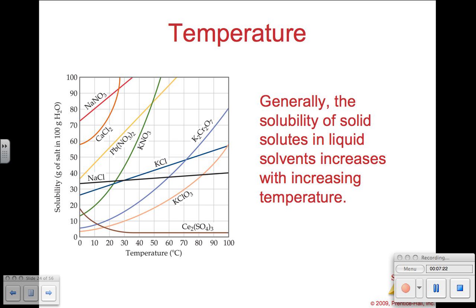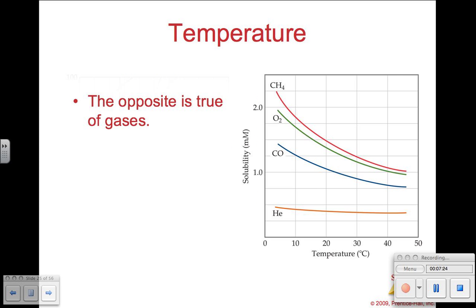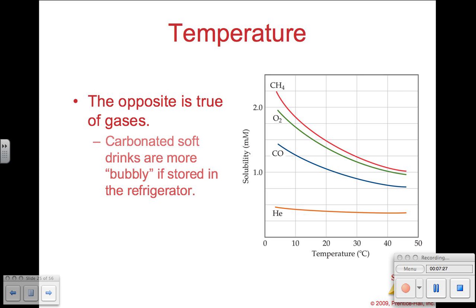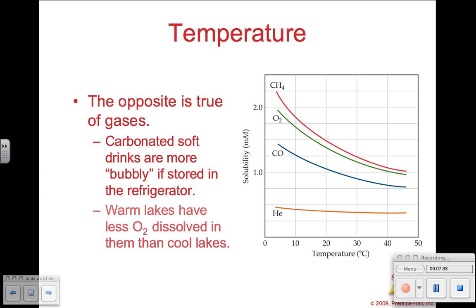Now for gases, it's totally opposite. The reason we store sodas in cold temperatures, one of the benefits, is that when you open it, not all the carbonation just rushes out. One of the reasons you get more carbonation when you start drinking a beverage is that the beverage heats up in your mouth, making the solubility of the gas that much lower, and so the gas escapes out in your mouth and you get that carbonated beverage taste.